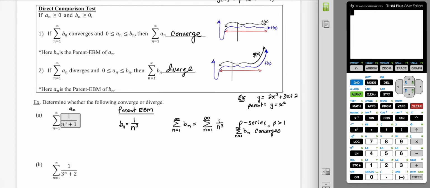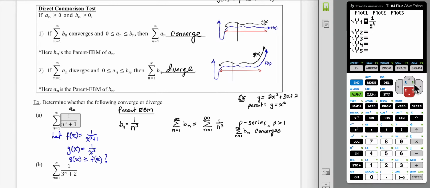If we use the function notation, let f of x be equal to 1 over x cubed plus 1, and let g of x be equal to 1 over x cubed. We need to establish that g of x is greater than or equal to f of x for all relevant values of x. All right, calculator.